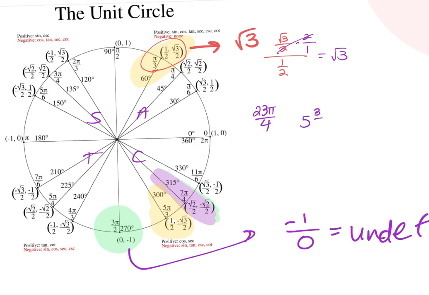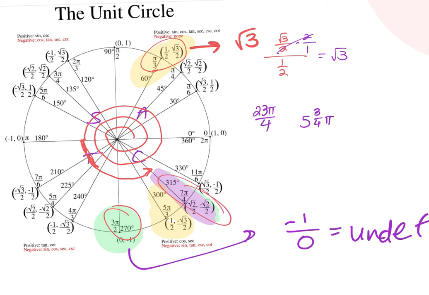5 3/4 pi. I'll show you the long way around first, and then I'm going to teach you a trick. 5 would be 1 pi, 2 pi, 3 pi, 4 pi, 5 pi. And then 3/4, this is the halfway mark. If it's less than a half, it's in this quadrant. If it's bigger than a half, which 3/4 is, it's in that fourth quadrant. So that angle is coterminal to 7 pi over 4.